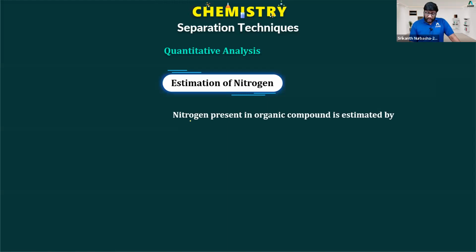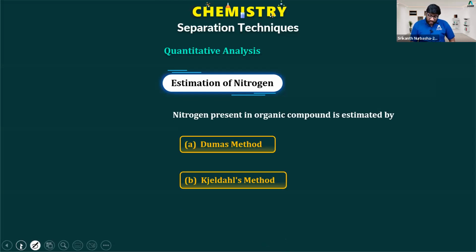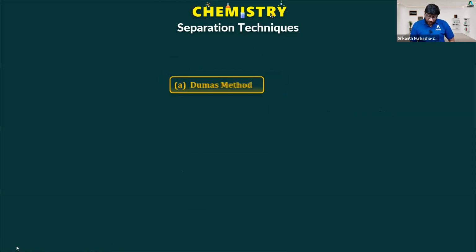Estimation of nitrogen. Nitrogen present in organic compound is estimated by the Dumas method or Kjeldahl method. In the Dumas method, we heat the organic compound containing nitrogen in the presence of Cu only, and nitrogen is released out in the form of N2. In the Kjeldahl method, we treat with H2SO4, and then whatever the left out acid we have, that we will titrate with ammonia. With the help of titration, we will detect the percentage of nitrogen in the Kjeldahl method. So let us try to find out here the Dumas method and Kjeldahl method. Dumas method.